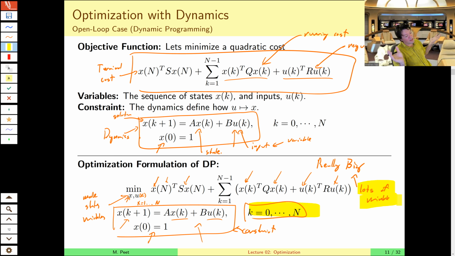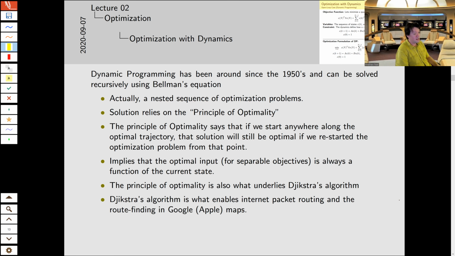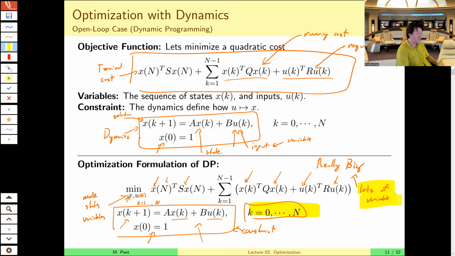You may not know anything about optimization, but you say, well, this is a lot of variables and a lot of constraints. It seems kind of intractable. Okay, so it sort of is. Except for the fact that we have this nice result, which dates back to the 50s, which says that this form of optimization can be reduced to a set of smaller optimization problems, one for each time step, so n time steps. So this is actually a nested sequence of optimization problems.